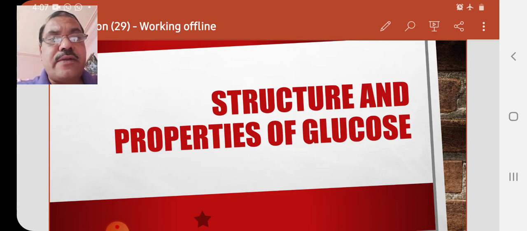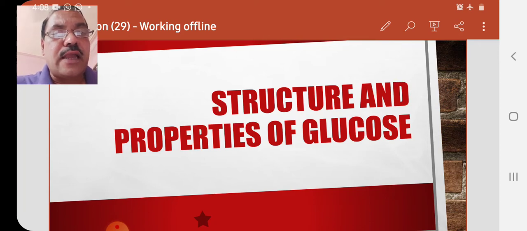Now we have started with monosaccharide, that is glucose. We have seen the methods of preparation of glucose, that is laboratory method of preparation of glucose from sucrose, and commercial, that is industrial method of preparation of glucose from starch. Now today we are going to start with the next part, structure and properties of glucose.